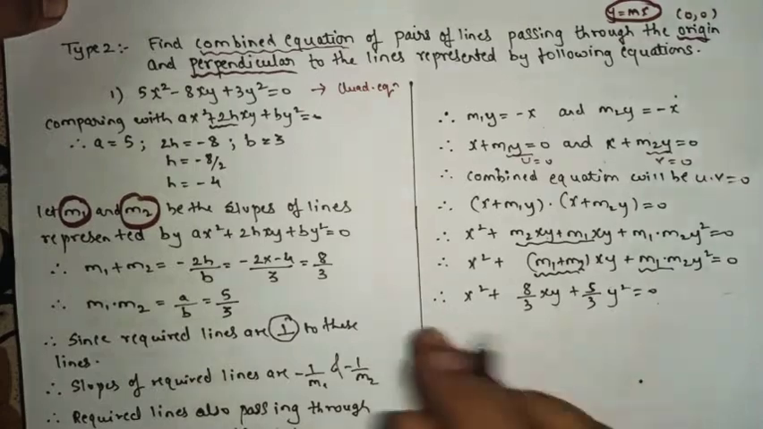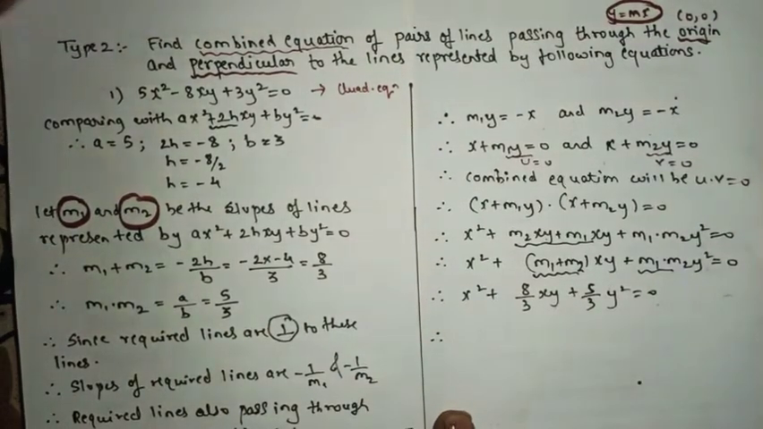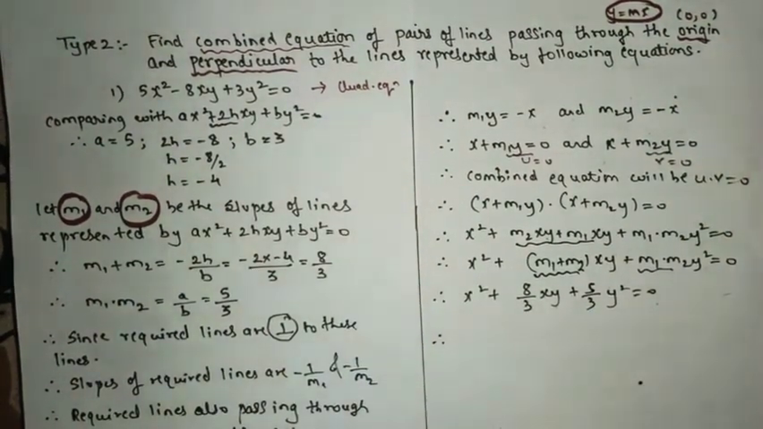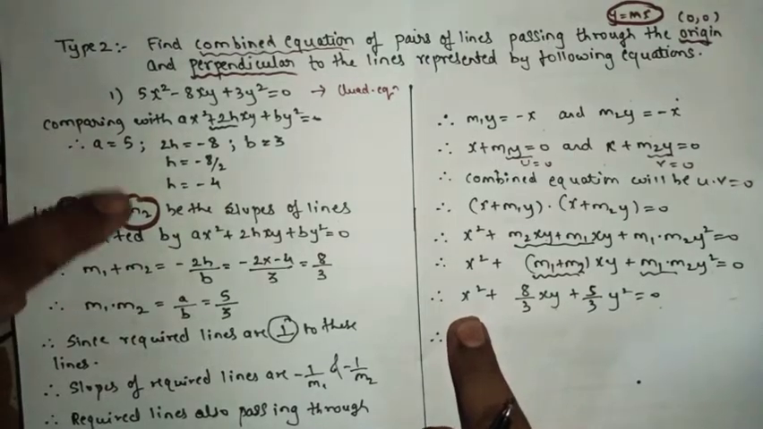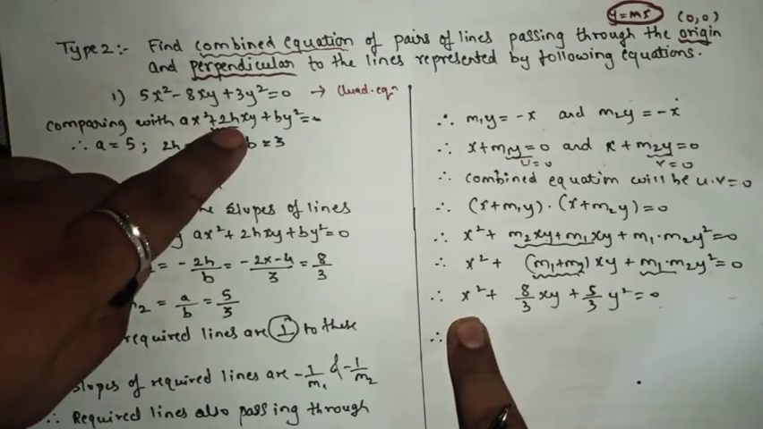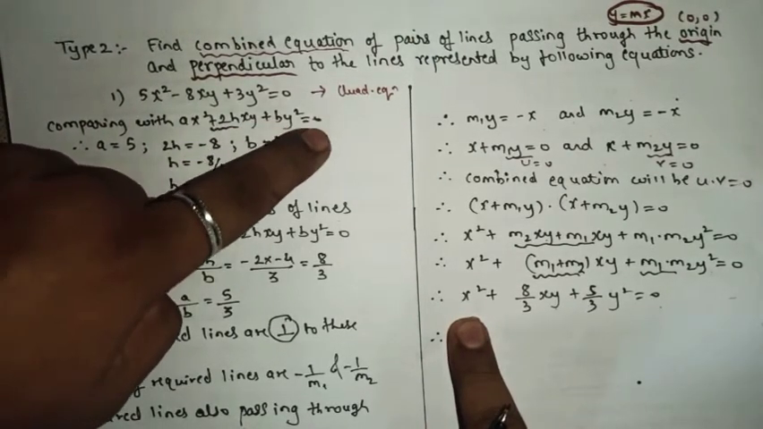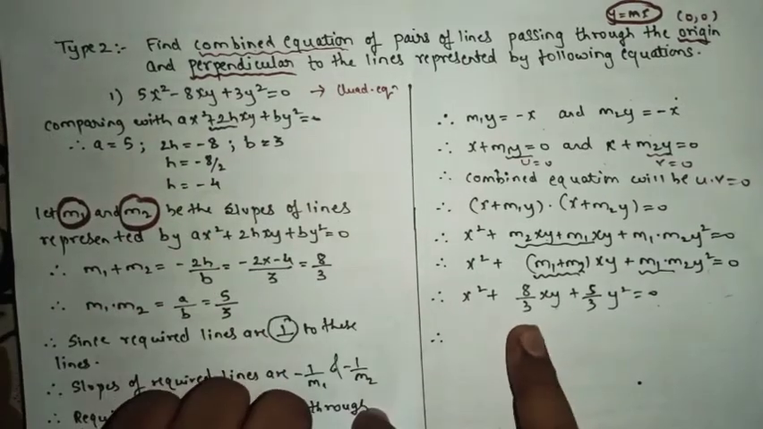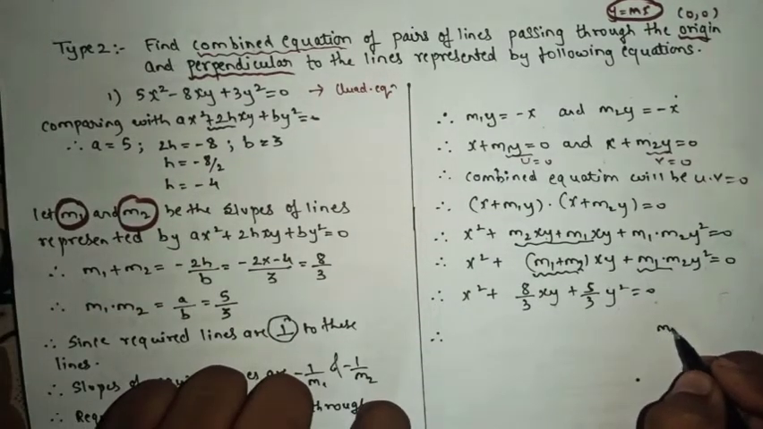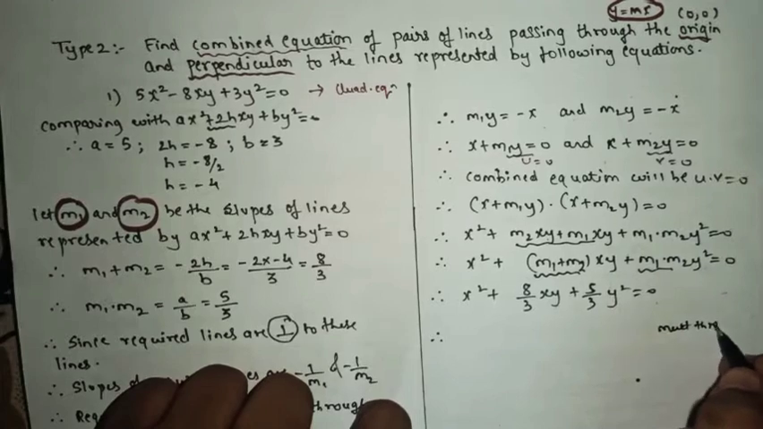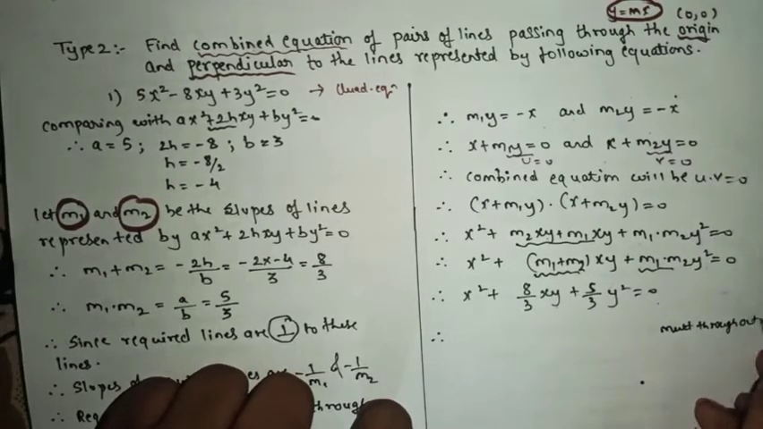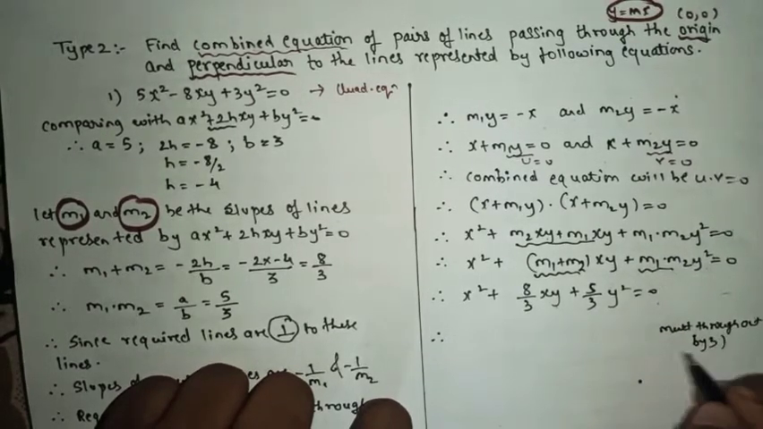So now, the final step will be what? We will arrange the equation in the form of ax square plus 2hxy plus by square equals to 0. Yes or no? So now in the next step, we'll multiply throughout by 3. So what will we get?